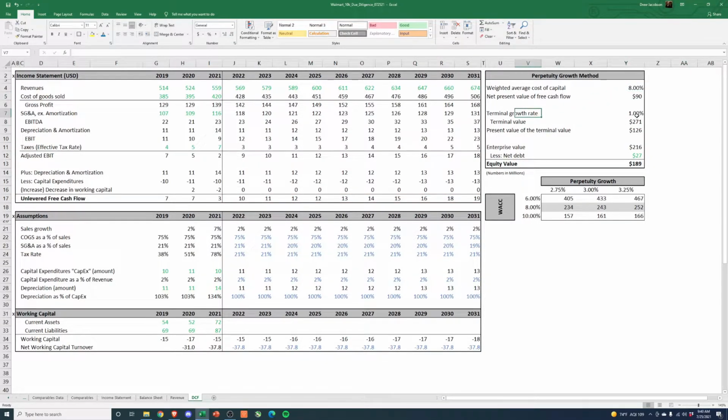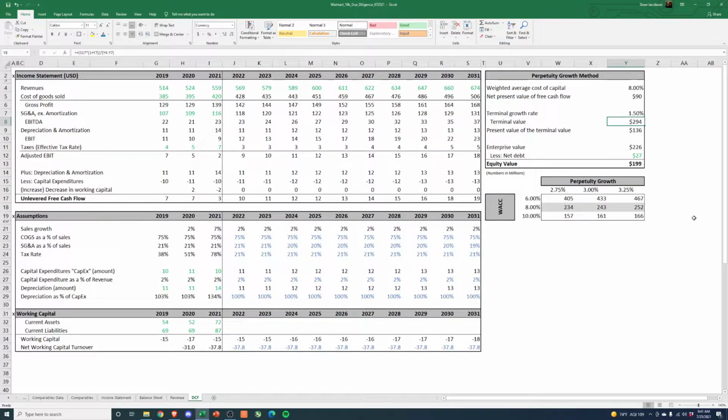Terminal growth rate, 1%. The reason I have this at 1%, you could tweak this a little bit. You could do 1.5. You could play around with it. But this is how much Walmart's going to grow in the future. It's going to be less than 2%. It's not going to be zero. They're going to grow a little bit. Maybe they grow at inflation. I don't even know if they grow at inflation. Who knows? They're a big company with a lot of revenue.